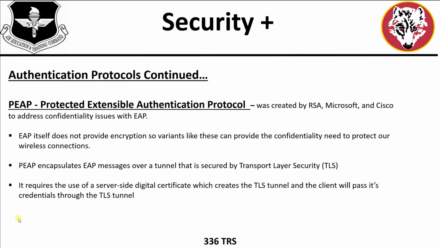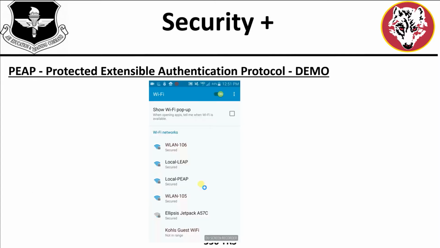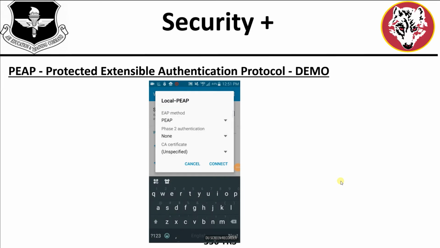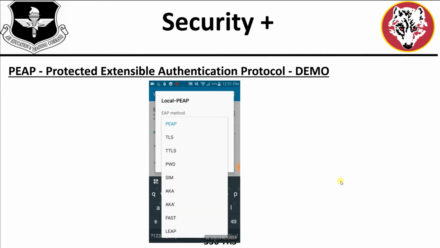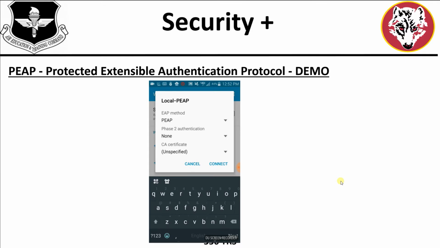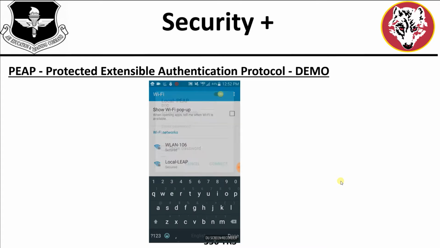So like before, let's go ahead and see what it looks like when you are the client. So here you can see the SSID of local PEAP. I choose the EAP method of PEAP. And then there you see the options for the certificates. They kind of stay there. And then you just go ahead and put in your username and password. We are still going to be logging in with Bob. And then we should connect.